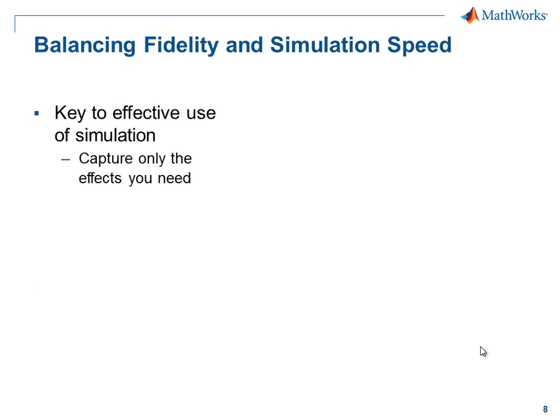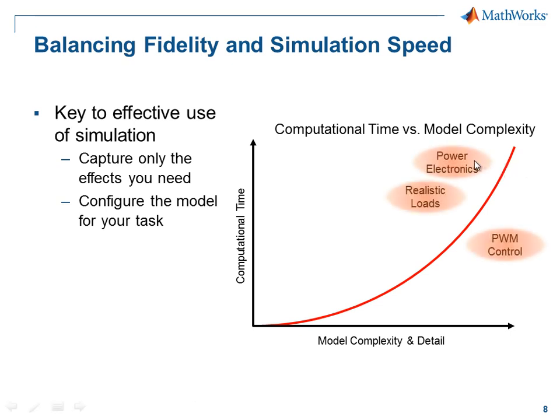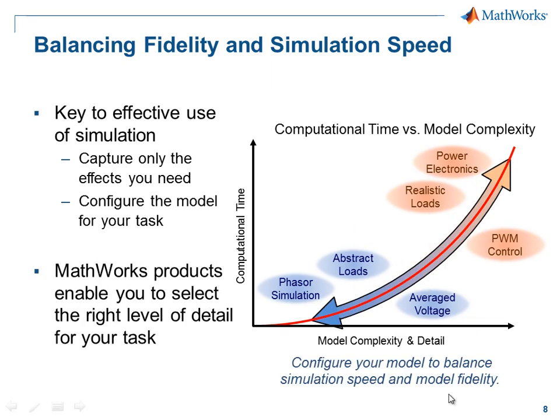Balancing model fidelity and simulation speed is key to the effective use of simulation. As you add more details to your model, the amount of time it takes for the simulation to execute will increase. It's important to configure the model to match the task that you're performing. When we're interested in details such as power quality, we'll include effects such as power electronic switching and realistic loads. However, when we're interested in effects such as the power generated or consumed by different components in the network, we'll use phasor simulation, abstract loads, and average voltage models. Using MathWorks products, you can select the right level of detail for the task that you are performing.